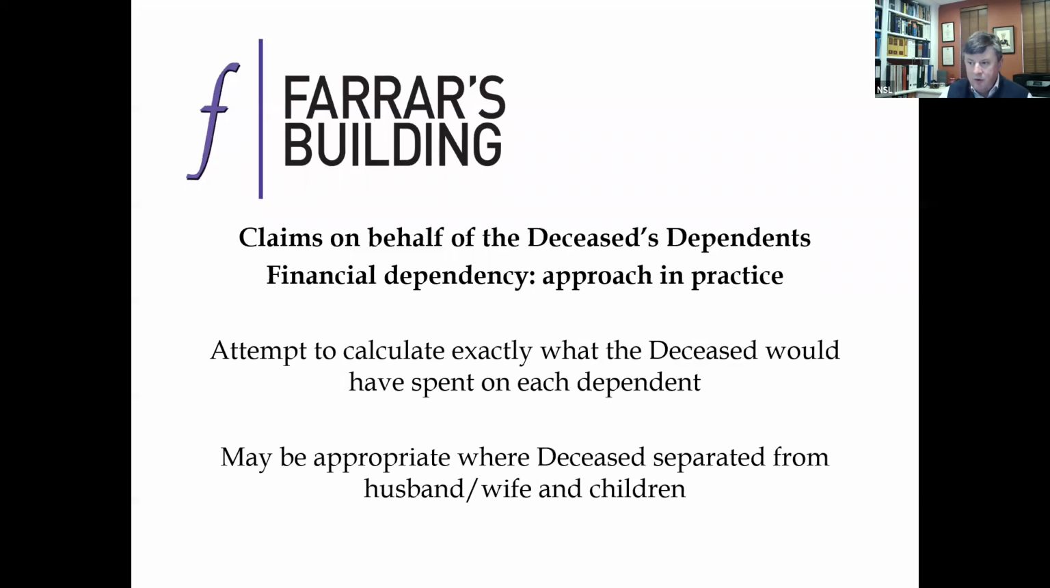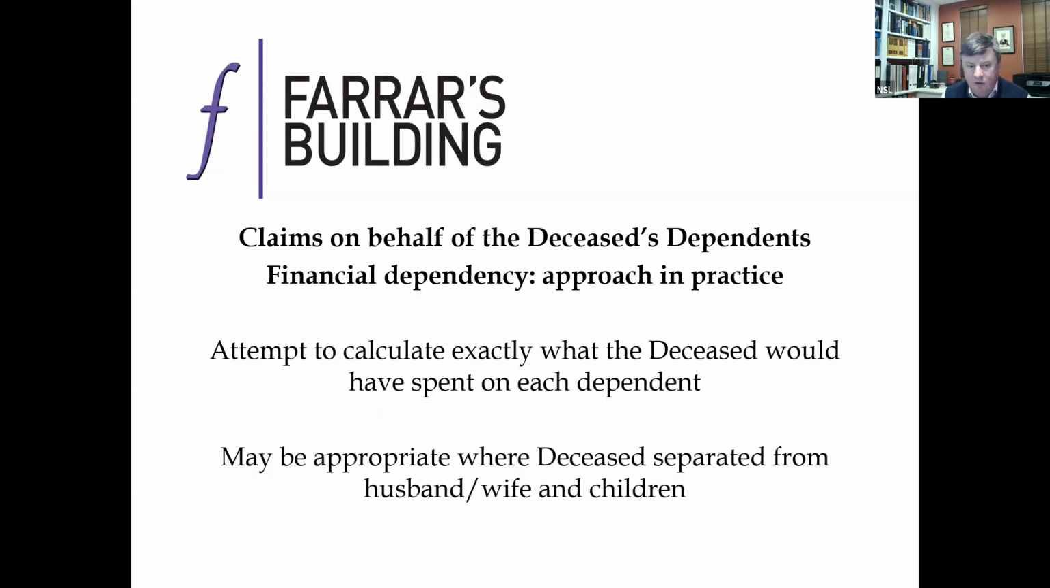Let's talk about what the approach is in practice. In theory, in a fatal claim, there's no reason why you shouldn't try and identify exactly what the deceased would have spent on each dependent. And there's an interesting case called AB and KL from last year, where that sort of argument was pursued.